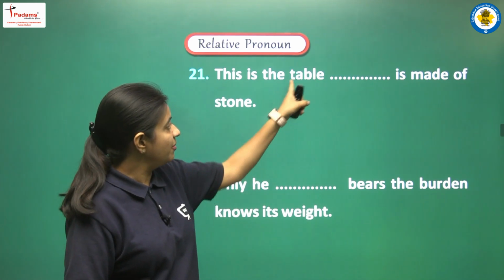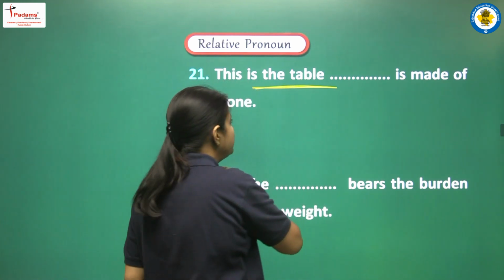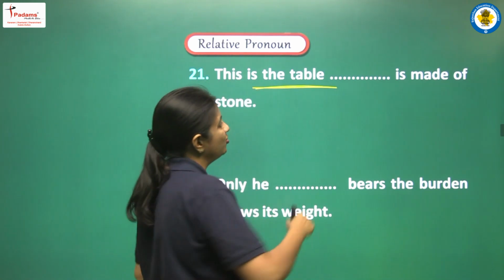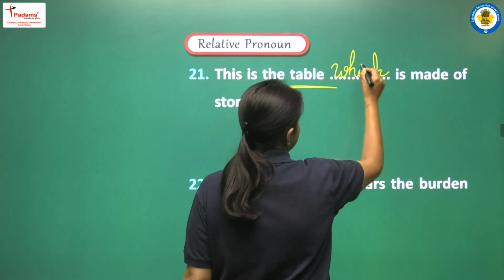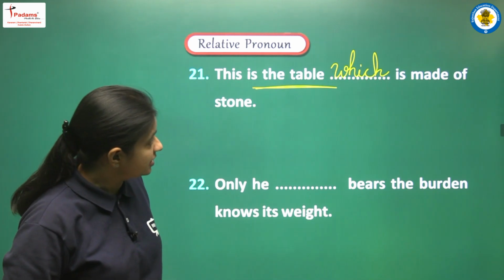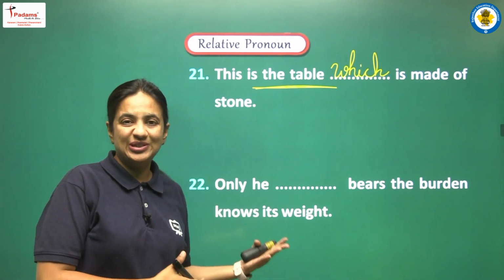Yes. Next sentence, this is the table is made of stone, right? So here we are talking about one table. Table, we all know it's an inanimate object. So for table we have to use which here. And the sentence will be, this is the table which is made of stone.